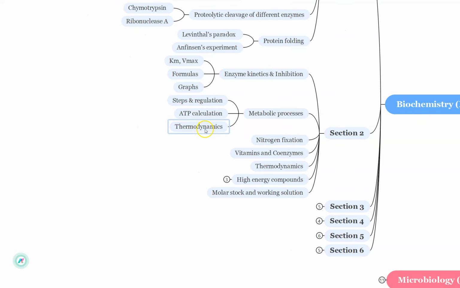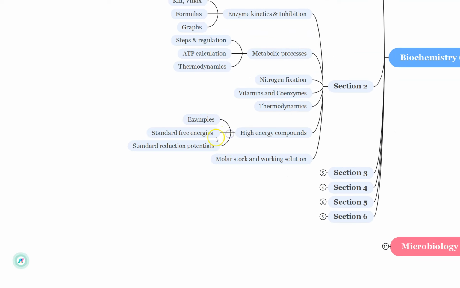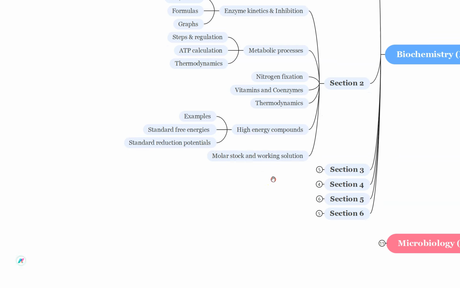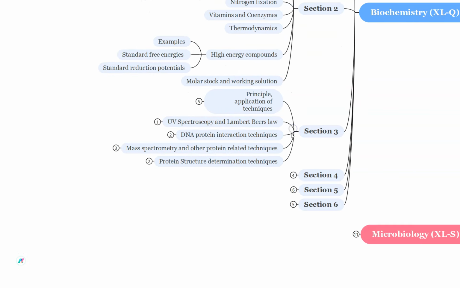You can expect numericals from this area. Other important topics are nitrogen fixation and vitamins and coenzymes. From high energy compounds, study the examples, the standard free energies of different compounds, for example, phosphate hydrolysis, ATP hydrolysis, and also the standard reduction potentials of biologically important half reactions. You can easily find a consolidated list in Lehninger. Don't forget to work on the numerical problems like calculating molar stock and working solutions.